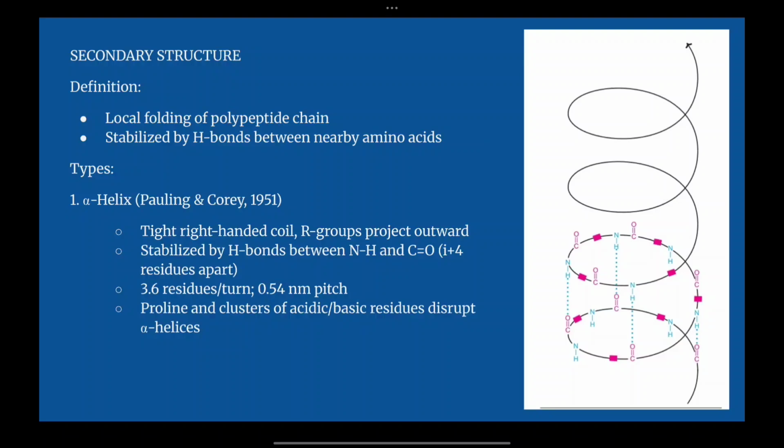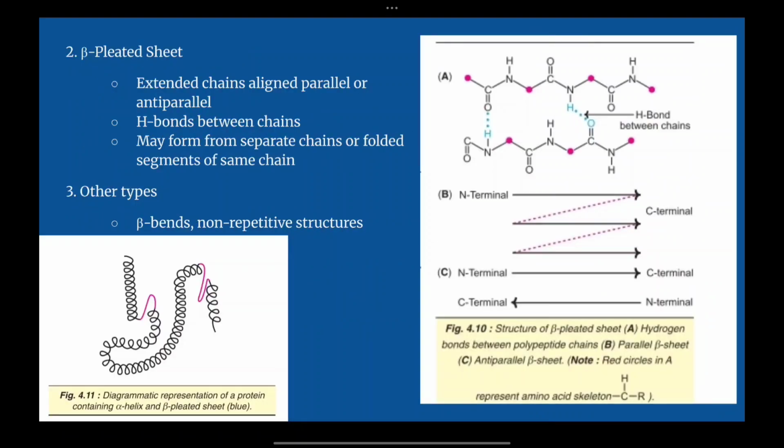Then there are proline and clusters of acidic or basic residues that disrupt the alpha helices. Sometimes acidic and basic residues formed during structure formation can stop the alpha helix structure formation. Now there is a second type of secondary structure, which is beta pleated sheets. These are extended chains aligned parallel or anti-parallel. These have a hydrogen bond between the chains and may form from separate chains or folded segments of the same chain.